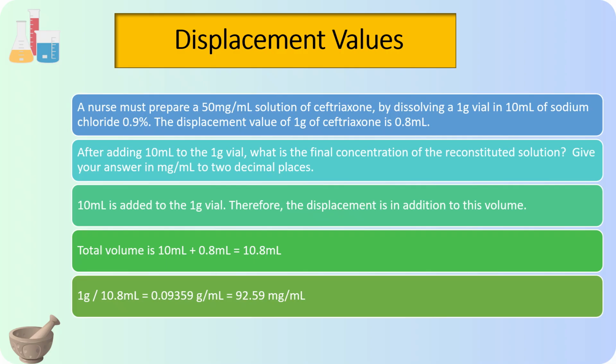So it will equal 0.09259 gram per ml, and we've been asked to give it in milligram per ml to two decimal places. So we multiply by 1000 to get the answer in milligram, and it will be 92.59.